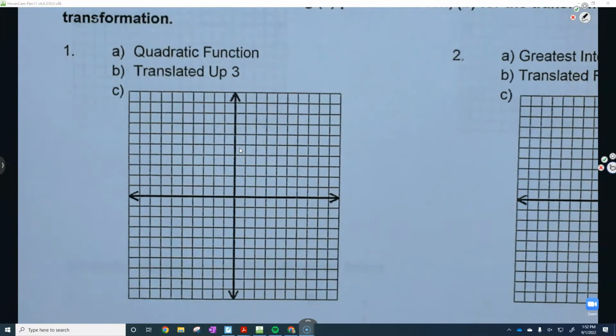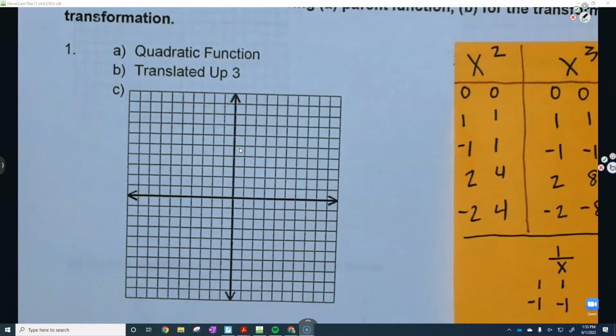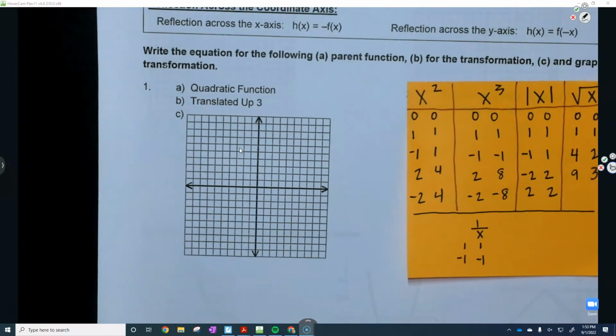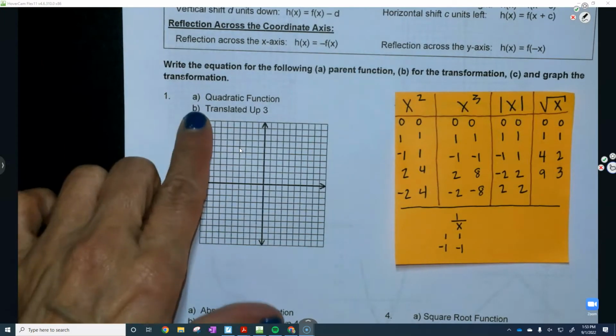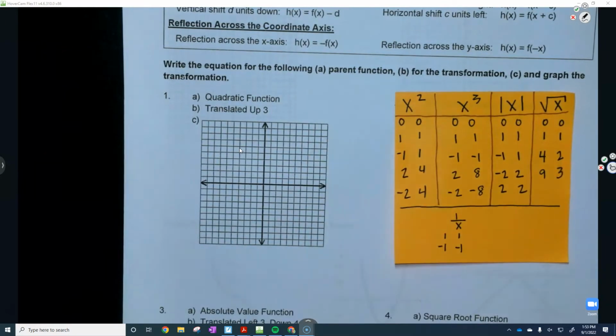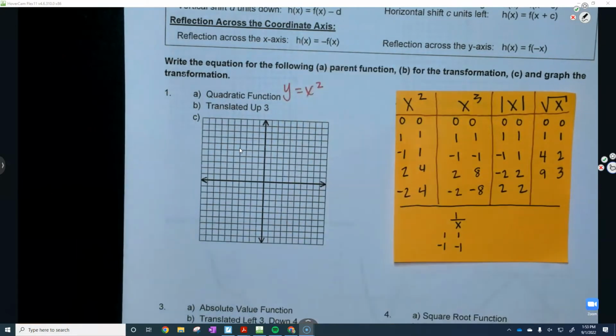All right, so on page 22, we are going to start translating, just straight review from Algebra 2. I'm going to use my little Post-it right here because my Post-it note is my mapping on my translations. Number 1 says to translate the quadratic function 3 units up. Part A says to write the parent function. The parent function is y equals x squared.